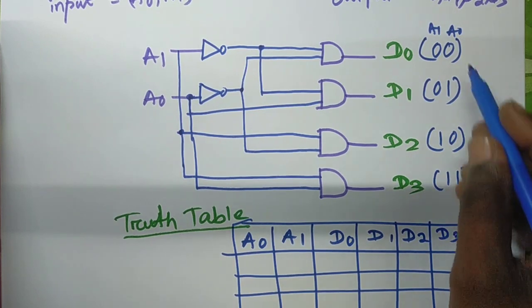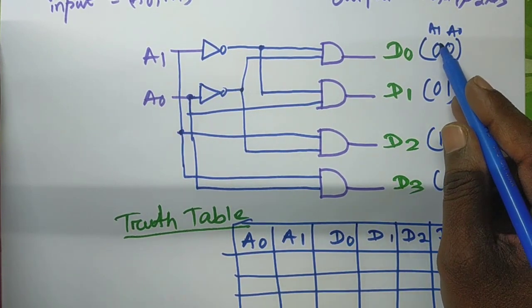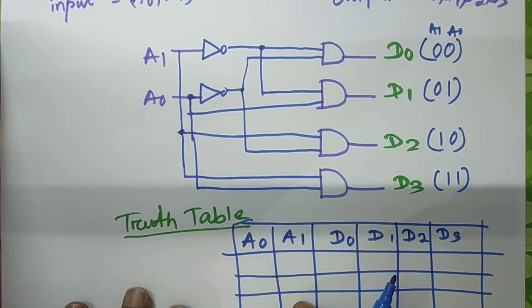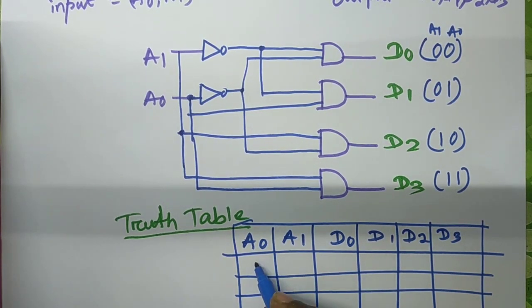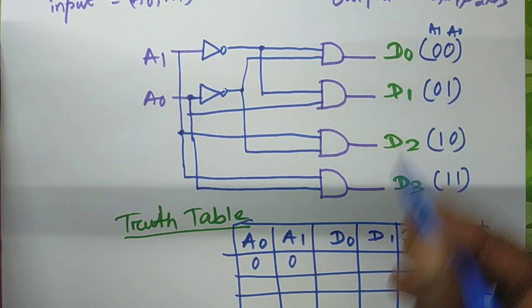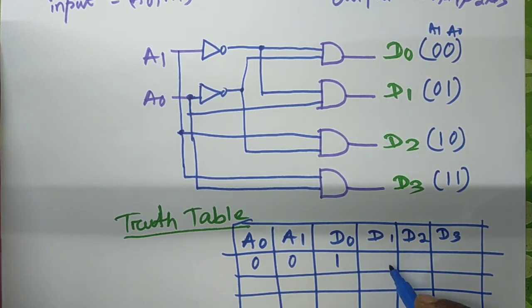Okay, now you see here D0 depends on A0 and A1. A0 is 0 and A1 is 0, both are 0, so no problem. We will consider these two as 0 0. Here is 0, here is 0. So obviously this particular output will be activated, that is 1. Okay, D0 is 1. In this case what happens?